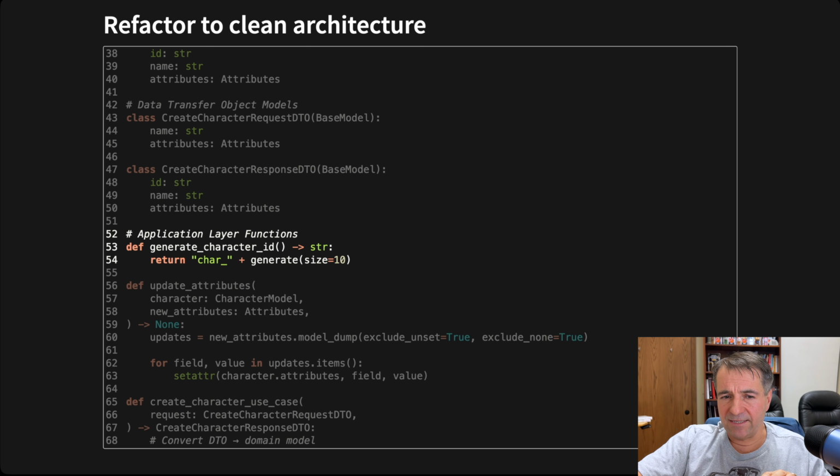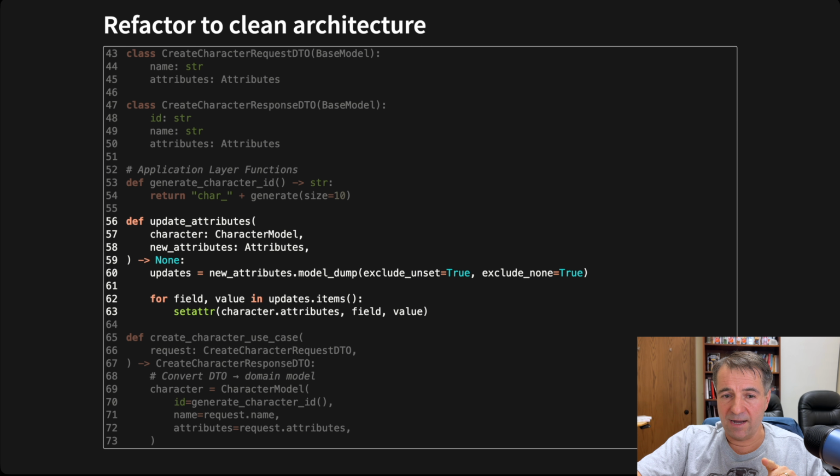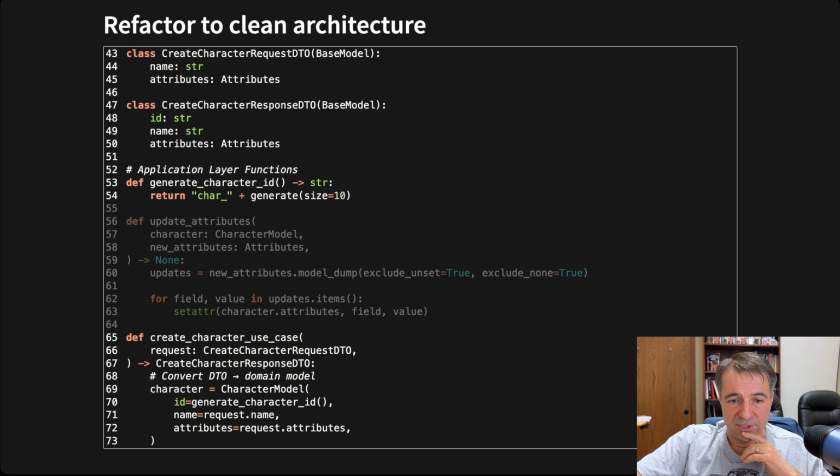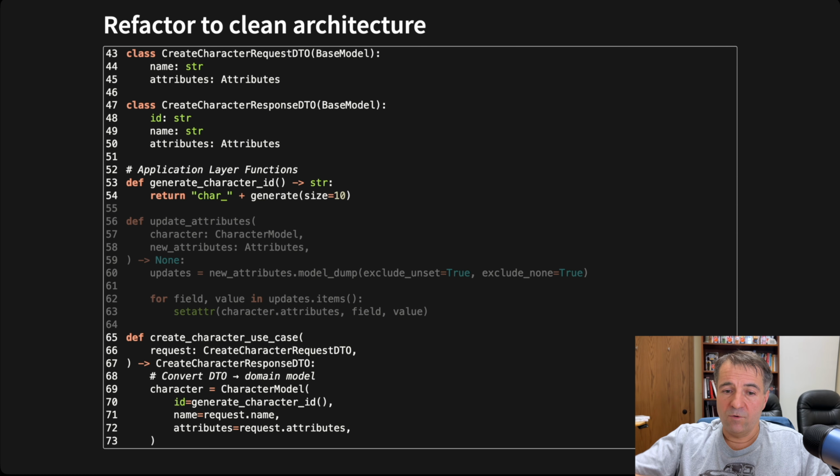We're adding a generate character ID here. So this is just where we generate our IDs, and that's the new update attribute function. And then finally, we're creating this new function here, create character use case. So the create character use case will receive the create character request data transfer object, and it'll respond with the response.